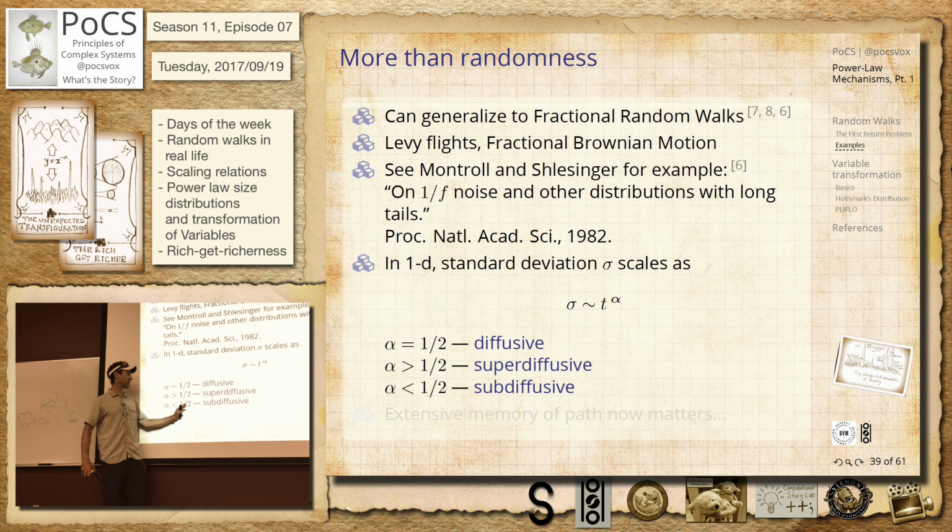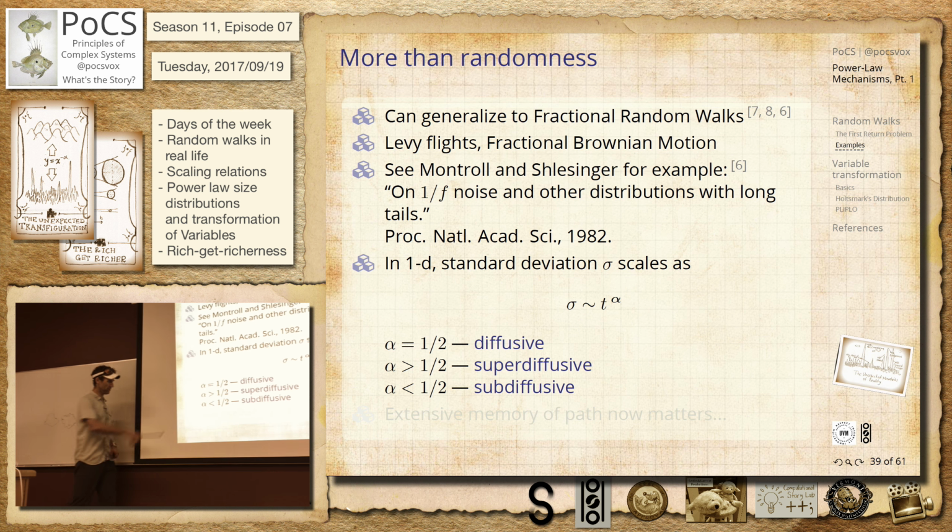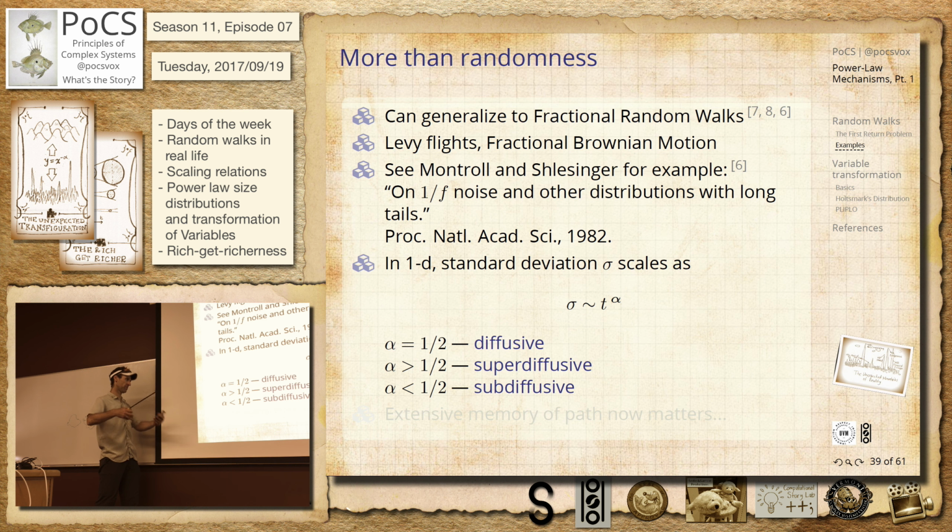This is more complicated, and we have words for it, right? So we'll say if it's smaller than 1/2, that means these walks aren't getting as far away from the origin as the Brownian motion one. We'll call it subdiffusive, and then superdiffusive if it's greater than 1/2. So you'll see systems being talked about: this is a superdiffusive system, or subdiffusive.